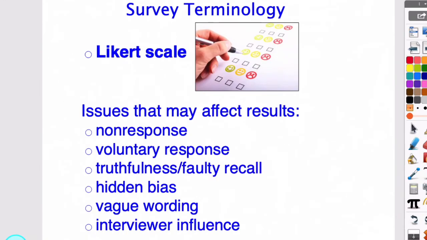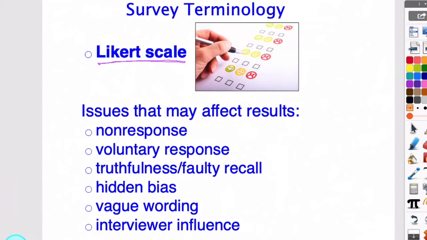I just wanted to put a word to something we've been talking about. A Likert scale is one of those ordinal type scales where you rate yourself on a scale from strongly agree to strongly disagree. So Likert scale is what I used in my study. I asked my students to respond to how anxious they felt right before the test. And any survey you give, you should think about these things that might affect your result.